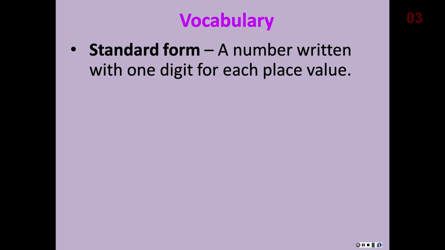Standard form is a number written in 1 digit for each place value. So that's what I was trying to say is you got to take that digit, put it in a place value, and that tells you how big that number is. And you have to be able to read it and write it in the correct form.